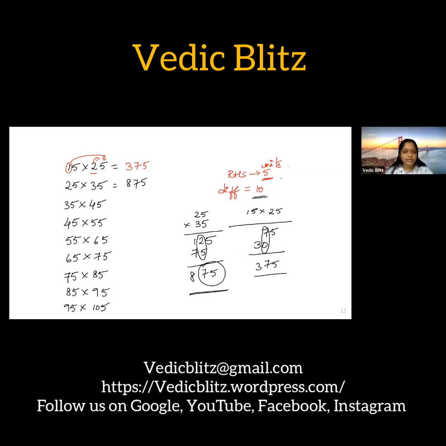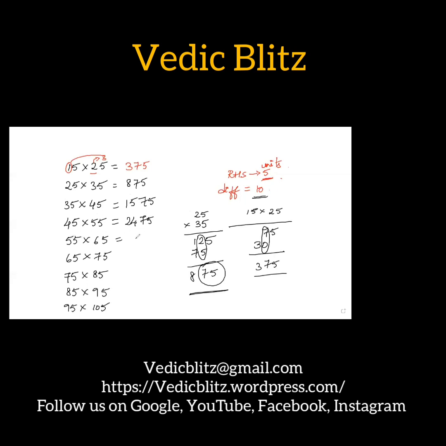Siri ma'am, do you have any doubts? 35 into 45, do it. 3 5s are 15, 1575. And here 4 6s are 24, 2475. Here 5 7s are 35, 3575. 6 8s are 48, 4875.